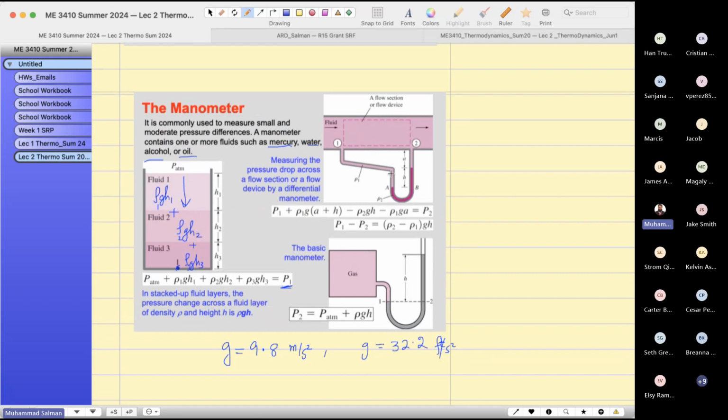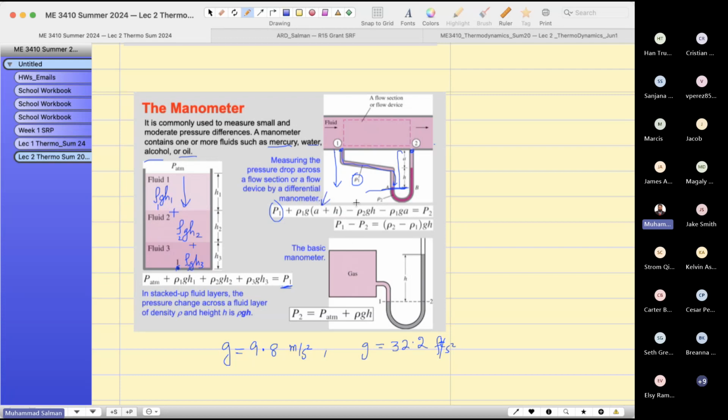And in this case, if you want to find the pressure difference between location 1 and location 2, when you go down up until here, the rule is you start from one location and keep adding when the pressure head is downward. For example, for the same fluid, P1 is a pressure inside the tube or the device, and then this rho 1 is being pushed downward with a depth of A plus H.